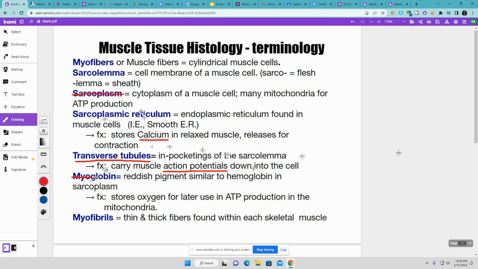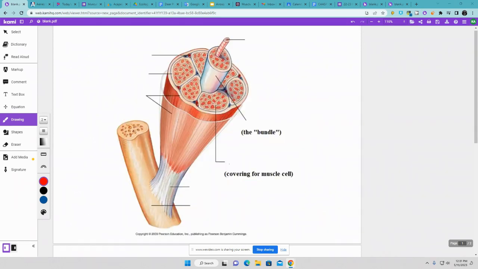Myoglobin, we're going to cross that out. You're not going to need to know that. And then the myofibrils, which you're going to see here in a second. You have both thin filaments and thick filaments. This is what gives striated muscles their striped appearance. The thin filaments are called actin, and the thick filaments are called myosin. We're going to go over that here in just a second.